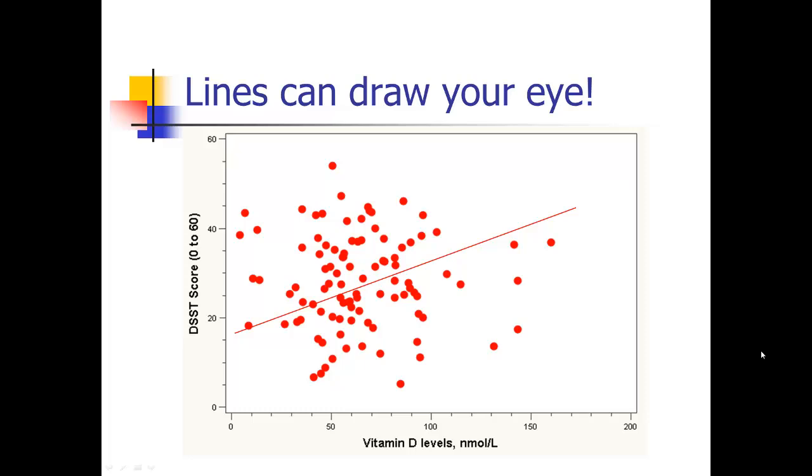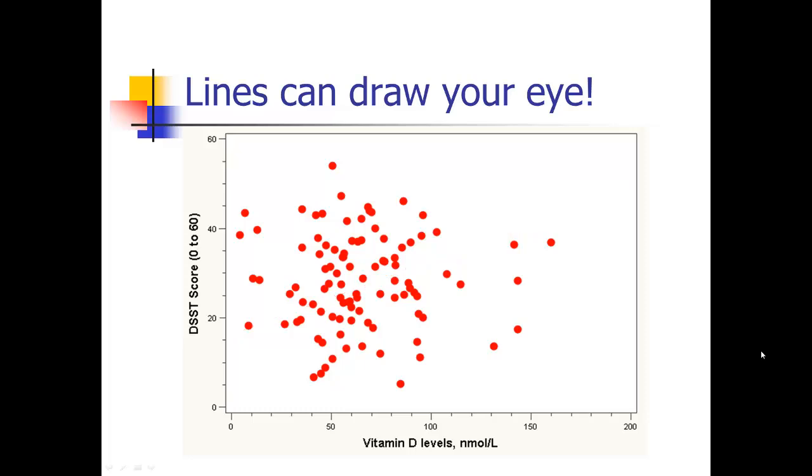If you look at that line, that line draws your eye. You look at that picture and go, oh yeah, as vitamin D levels go up, it's not a strong relationship, but there's some increase in DSST scores. It definitely looks like it's linearly increasing to some extent. With the line there, that's what you see. But it's actually completely a visual illusion. It's not actually increasing at all.